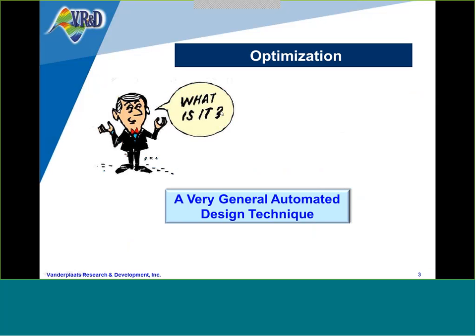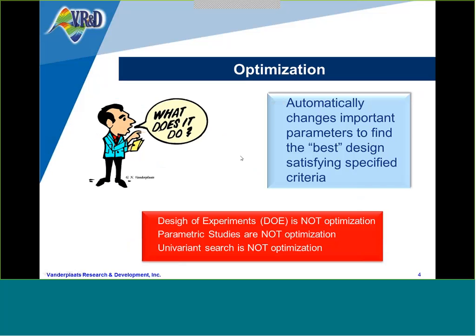Well, the first question is, what is optimization? It's just a very general automated design technique. And the beauty of it is its generality. We can optimize anything we can analyze and even do experiments on. Well, what does it do? It changes important parameters to find the best design subject to our specified criteria. And I say best, I don't guarantee an optimum. We're engineers, we want to get an improved design.